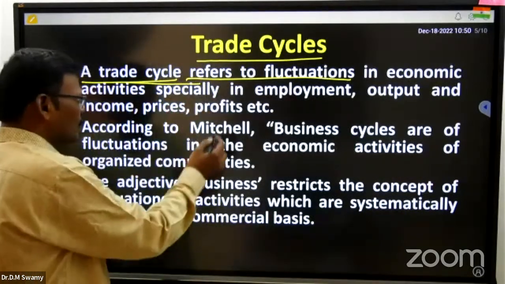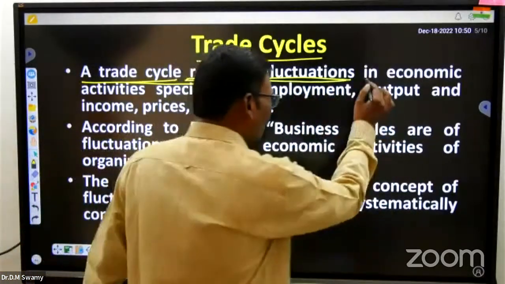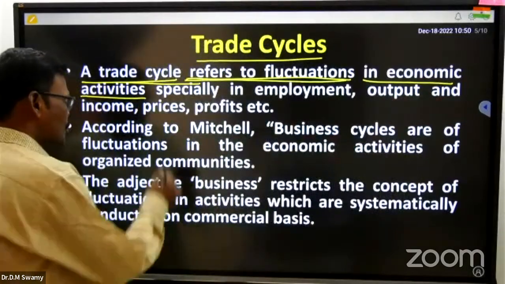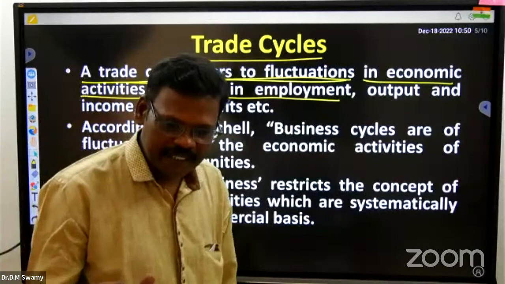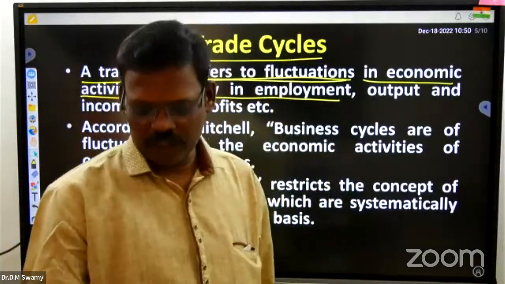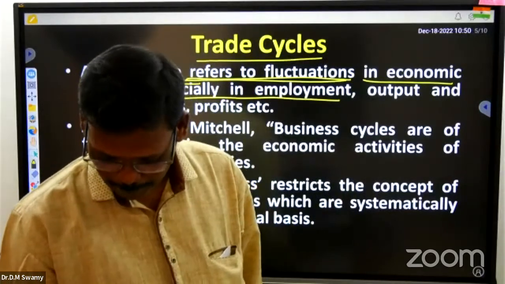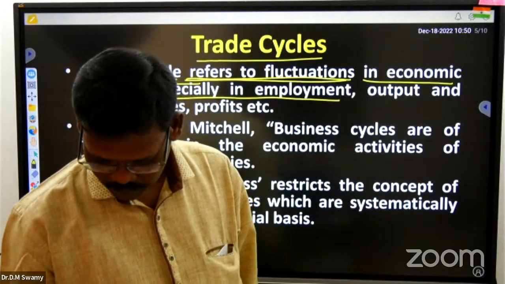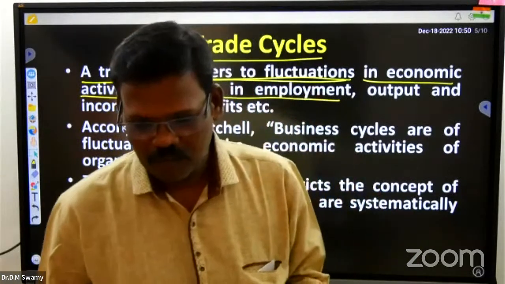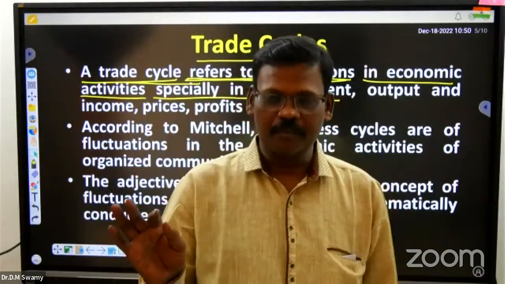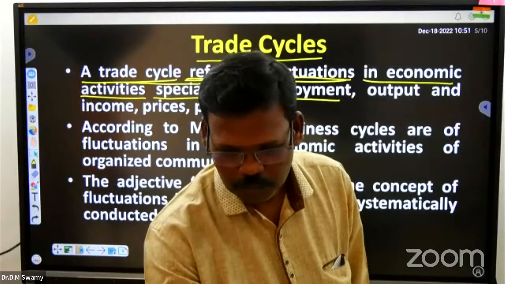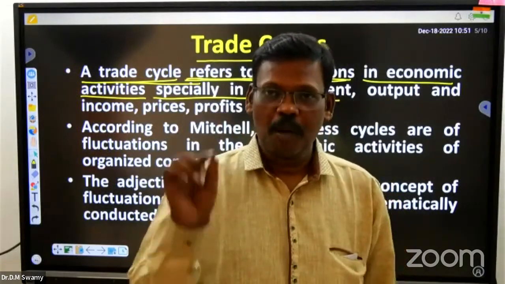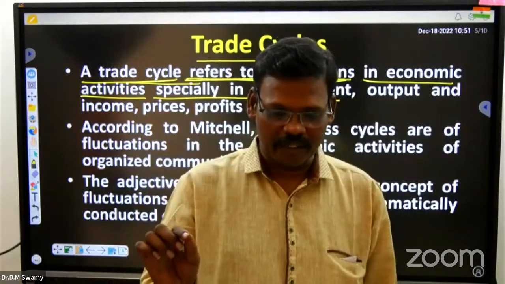A trade cycle refers to fluctuations in economic activities, especially employment, output, income, prices, profits, etc. There are many economic activities: employment is an economic activity, unemployment is an economic activity, income is an economic activity, production is an economic activity, price is an economic activity, demand is an economic activity.